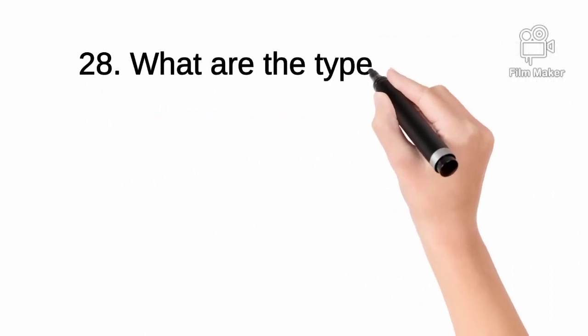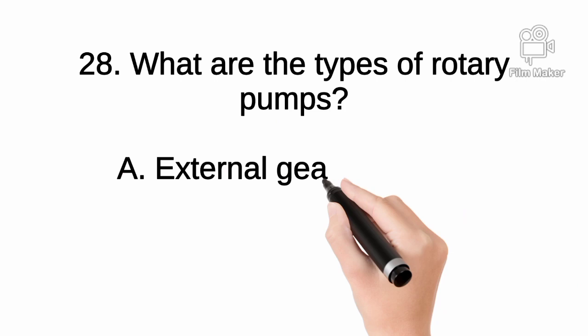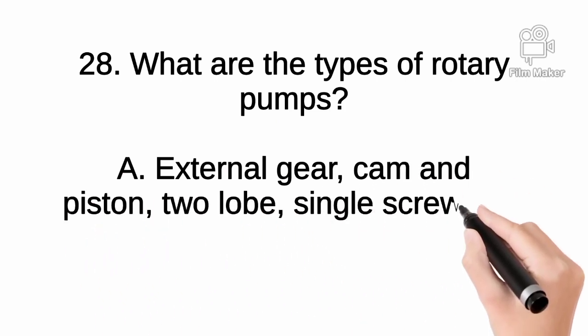28. What are the types of rotary pumps? A. External gear, cam and piston, 2-lobe, single screw, 2-screw.